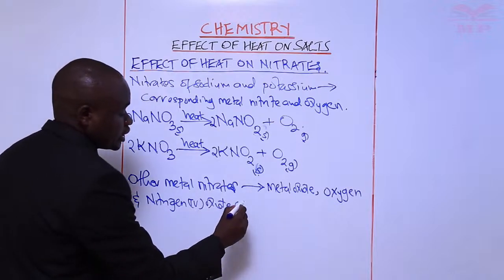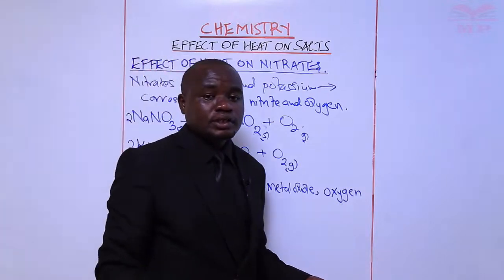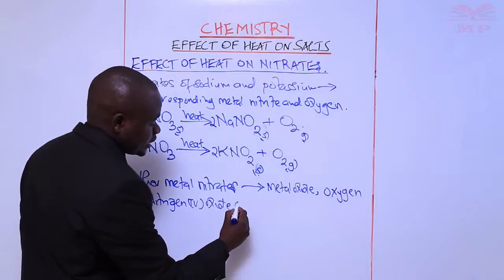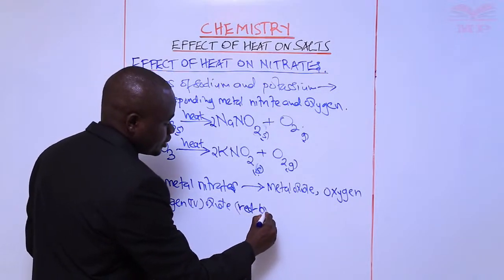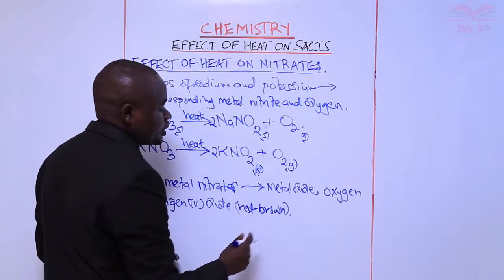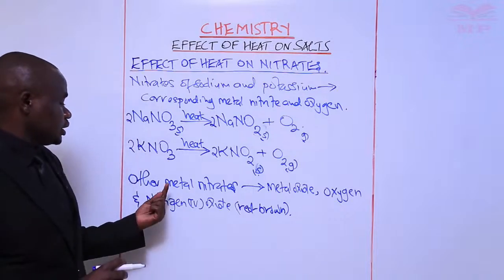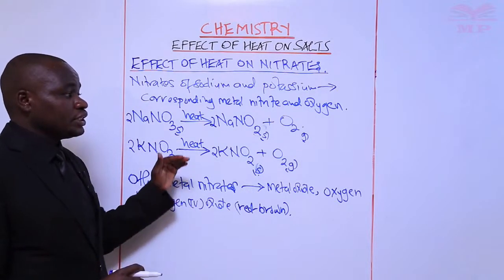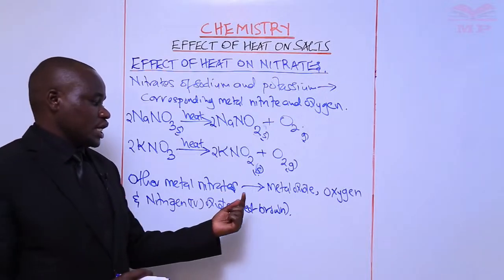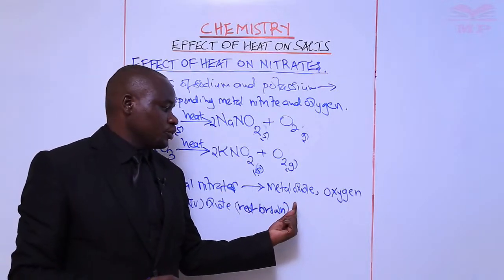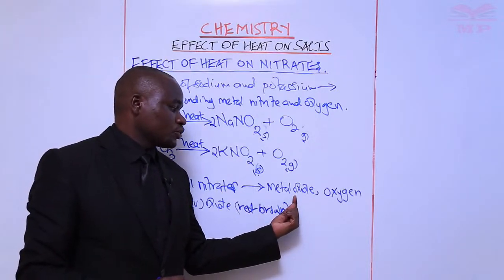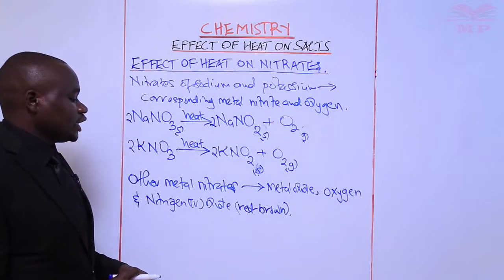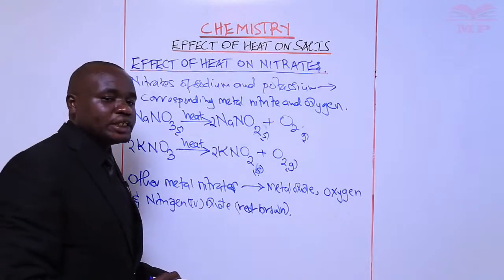This gas can be seen from the fact that it is colored. It's a colored gas, and the gas is red-brown in color. So the other metal nitrates, for those elements in the middle of the reactivity series, decompose on heating to give you the corresponding metal oxide, oxygen gas, and nitrogen 4 oxide gas.